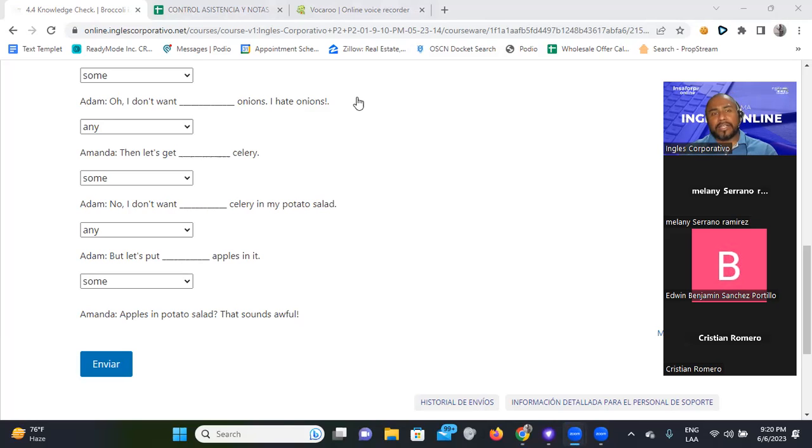Awful. A mí me gusta. Yo he hecho ensalada de atún con manzana and mayonnaise. It's not too bad.